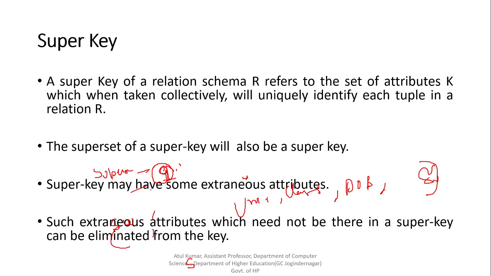So a super key may have some extraneous attributes. When we combine all the attributes, there are some extra attributes, and these extra attributes are also part of this super key. Such extraneous attributes which need not be there in the super key can be eliminated from the key. So we have to eliminate these extraneous attributes from the key.